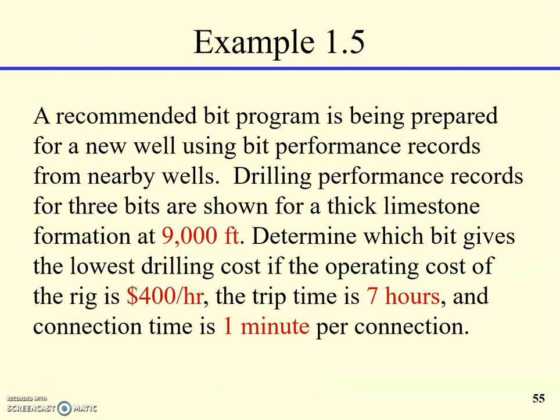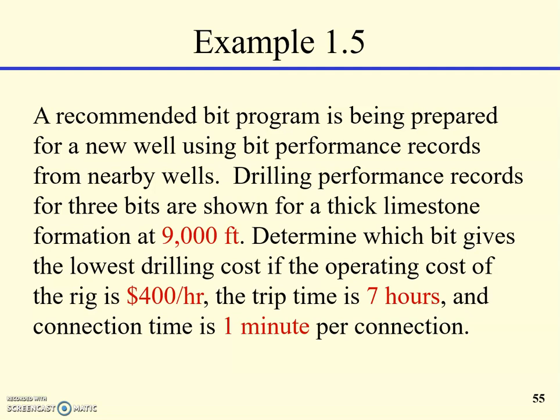It's a recommended bit program being prepared for a new well using bit performance records from nearby wells. Drilling performance records for 3 bits are shown for a thick limestone formation at 9,000 feet. Determine which bit gives the lowest drilling cost, if the operating cost of the rig is $400 per hour, a trip time of 7 hours, and a connection time of 1 minute per connection.